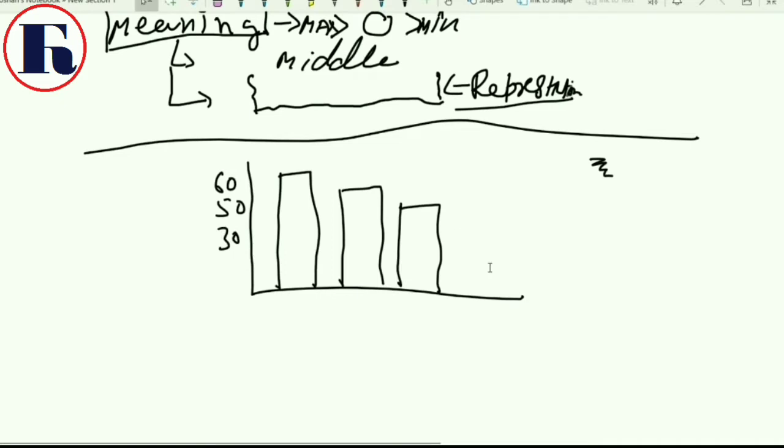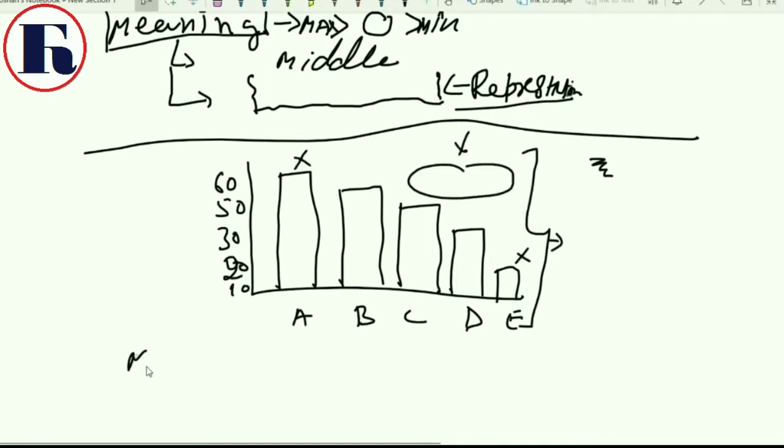Then let's talk about another person whose weight was 20, and then the last person I have in the group, his weight is, let's say, 10. So whenever we talk about this entire group, let's say A, B, C, D, E, I just want to understand in terms of a graph.